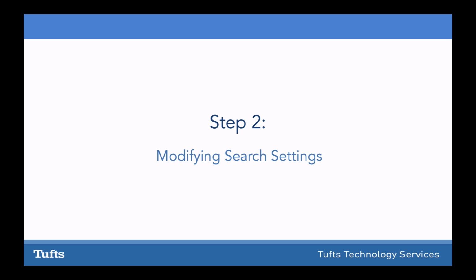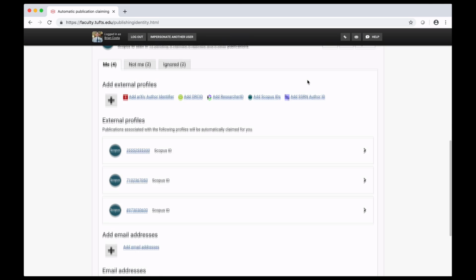For example, a researcher named John Smith can have results returned from database searches not only for himself, but also for other researchers who go by John Smith or J. Smith. Once you set up your search parameters, you can rerun the searches. This will improve the process by which the system finds your publications and author IDs.